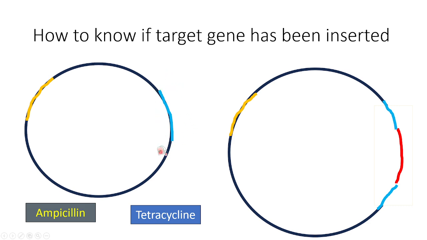to tetracycline, which means that this bacteria will no longer be resistant to tetracycline. It would be sensitive to tetracycline. It would be resistant to ampicillin, but because the resistance to tetracycline has been lost because my foreign DNA has got inserted in the same place, this bacteria will be sensitive to tetracycline.